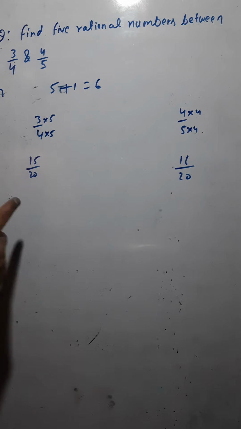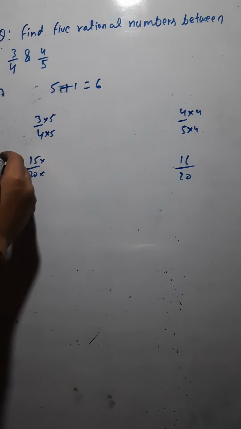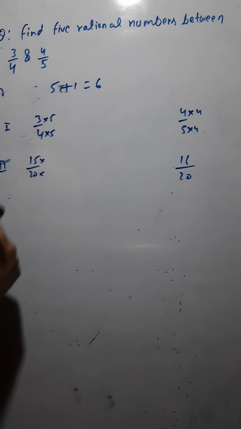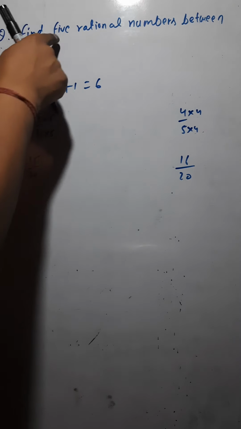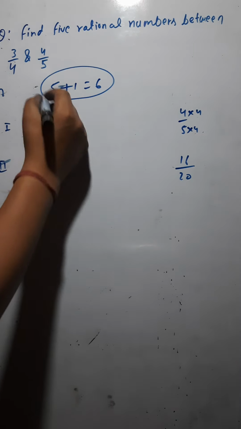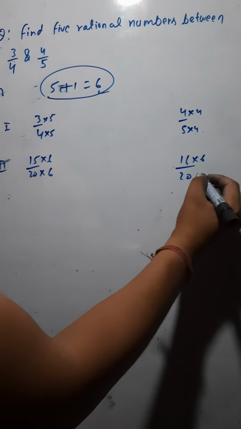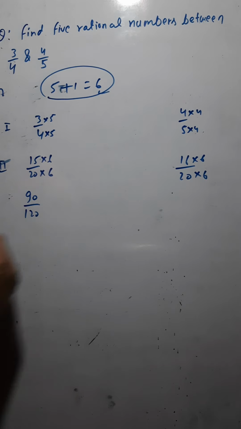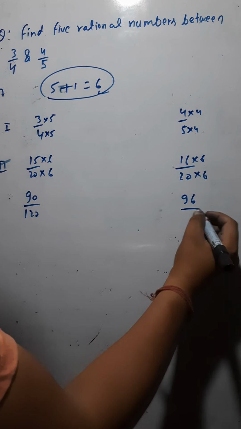Between these two, now you have to find 5 rational numbers. This was the first step, and this is the second step, okay? In the second step, the denominators are the same, so you multiply the numerator and the denominator again. Now we have to find 5 rational numbers, so we multiply the numerator as well as the denominator by 6, okay? This is the next step. Here also multiply by 6, here also multiply by 6. So 15 sixes are 90 by 120, and 16 sixes are 96, so you have 96 by 120.